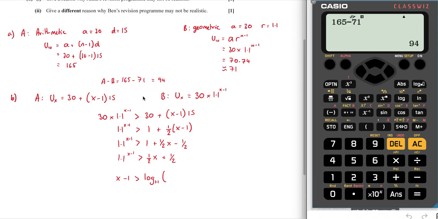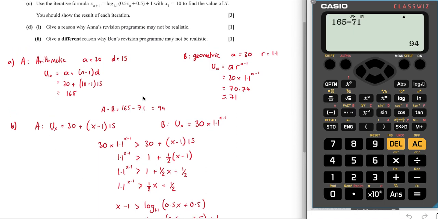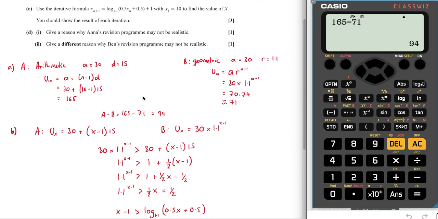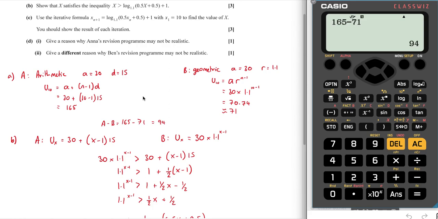So I'm going to have 0.5x plus 0.5, which gives that x is greater than log base 1.1 of 0.5x plus 0.5, plus 1. And I think that is what we were asked to do. See that just at the top of the screen. So we then have to use the iterative formula. I'll copy this down so I can actually see it.